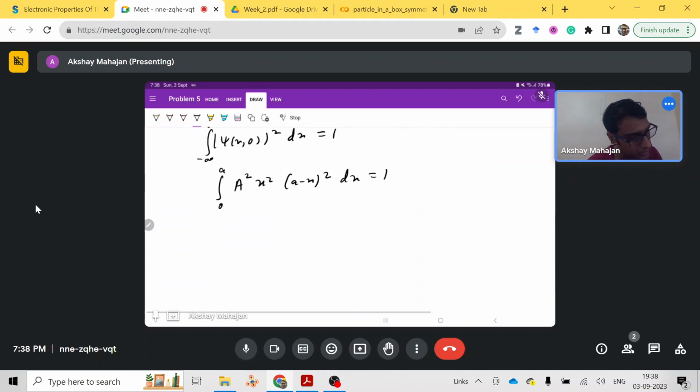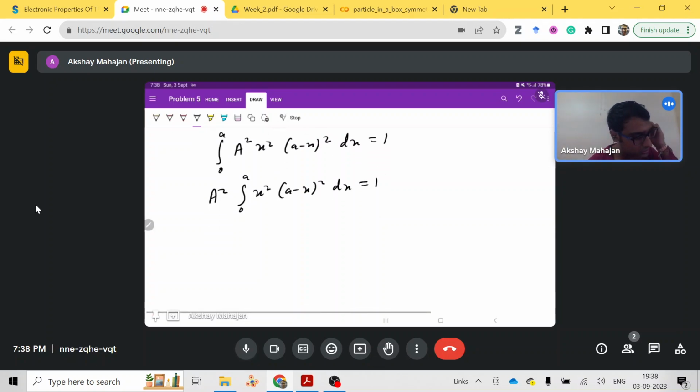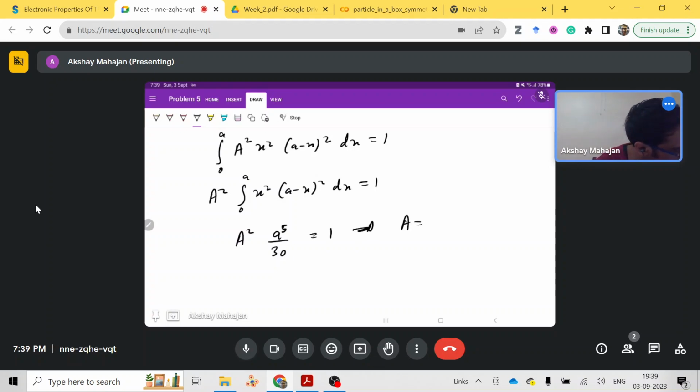I will not do the integration because of time constraint, and this is a simple integration. You just have to open it and do the integration. What you will get is A squared times a to the power 5 divided by 30 equals 1. So from here we will get A equals the square root of 30 divided by a to the power 5. So this is our capital A.